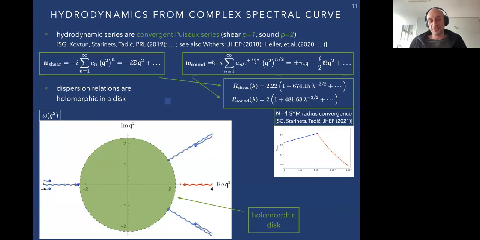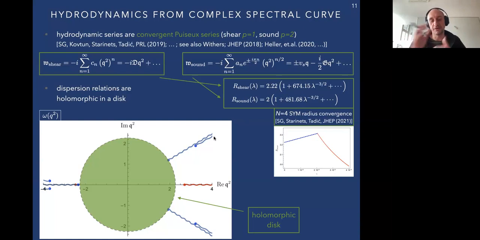And one can, for example, again for N=4 super Yang-Mills, for shear and sound, compute what this radius of convergence is. This is, for example, the calculation for N=4 super Yang-Mills with leading order correction in the inverse 't Hooft coupling. That's, again, as much as we know about these things. We don't know any more about this theory. We don't know what the subleading corrections, for example, in the inverse 't Hooft coupling are.